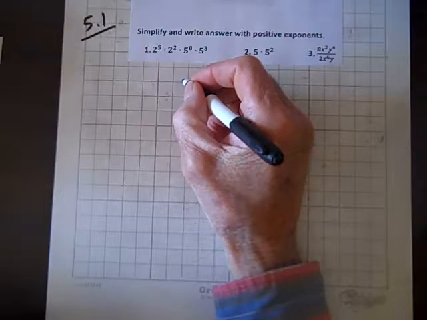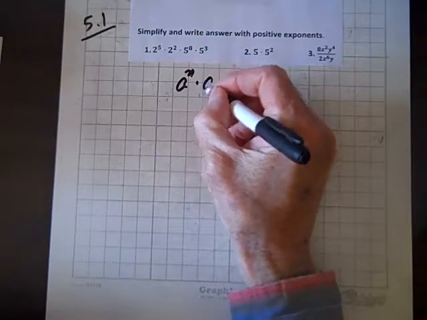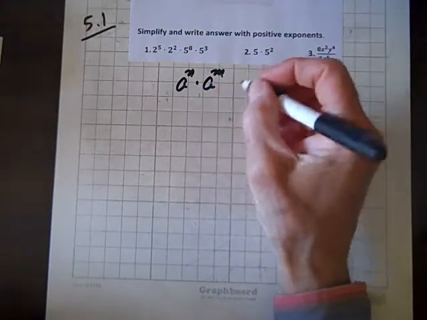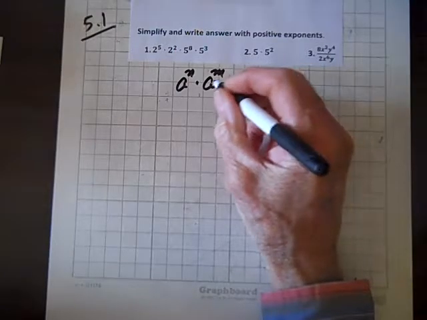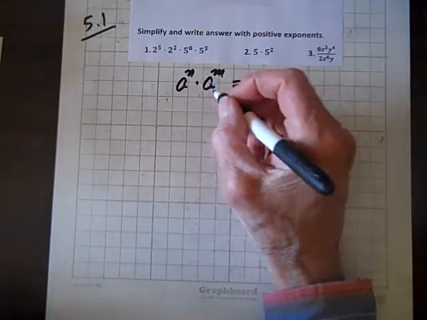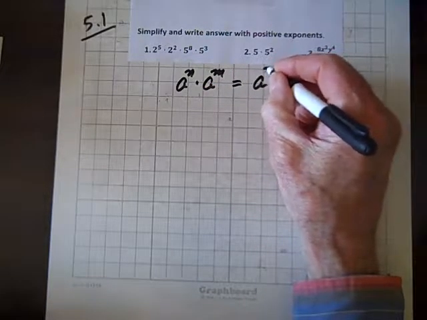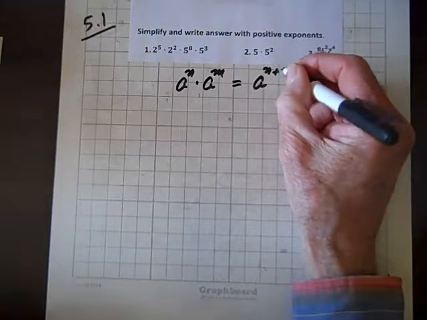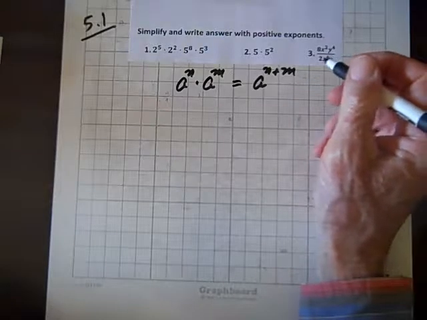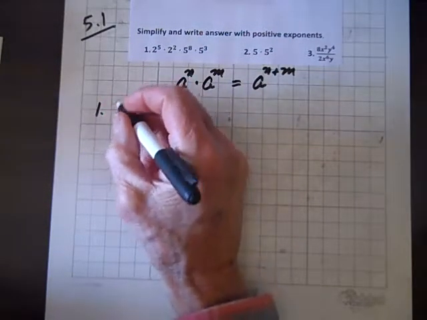It's this. If you have a to the n times a to the m, as long as the bases are identical, and this is the base, a is the base, n is the exponent, if the bases are identical, then you can add the exponents. And that's it. So now let's do this question 1.